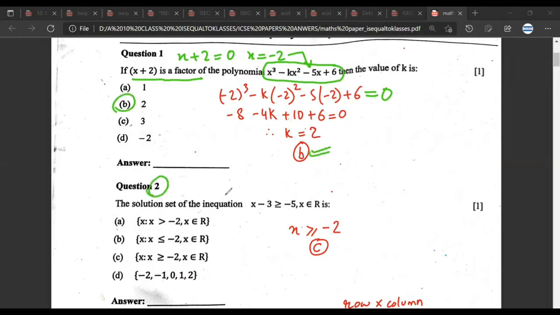Question number 2. Solution set of the inequation. Again, simple question, just solve this inequation. X belongs to R. Therefore, x is greater than or equal to minus 2. X belongs to R. Therefore, C is the correct answer.